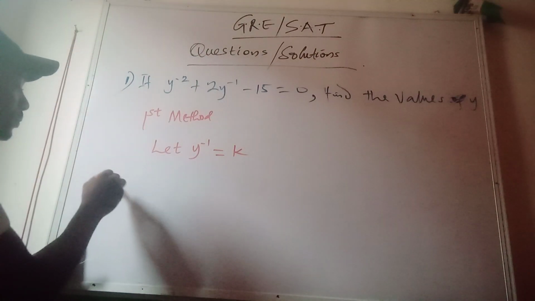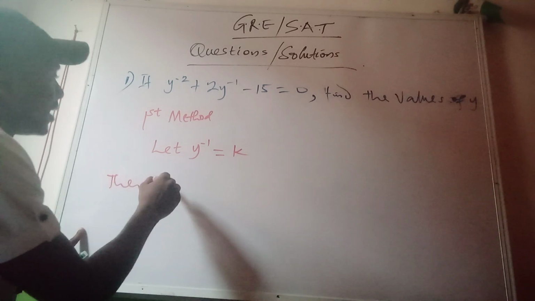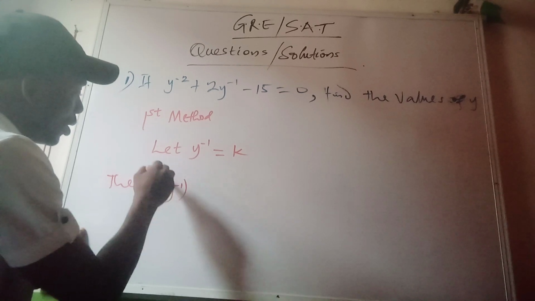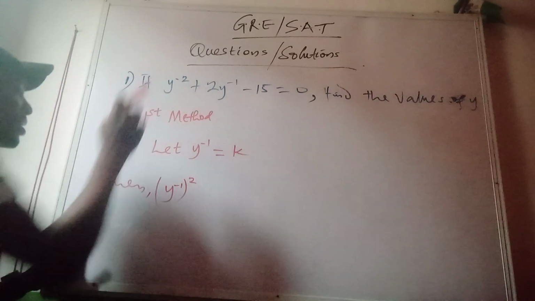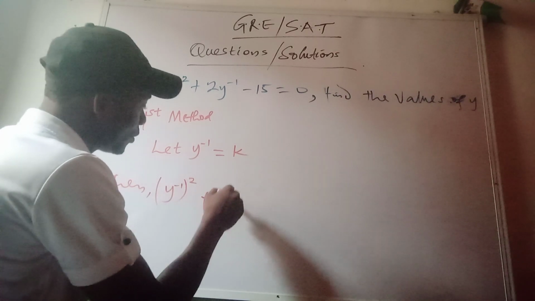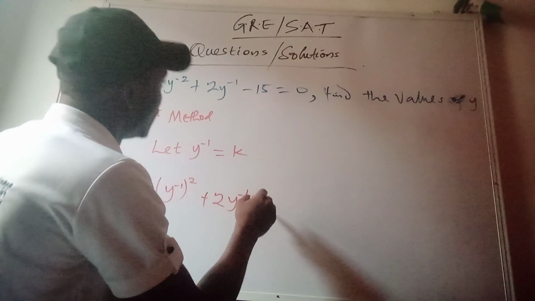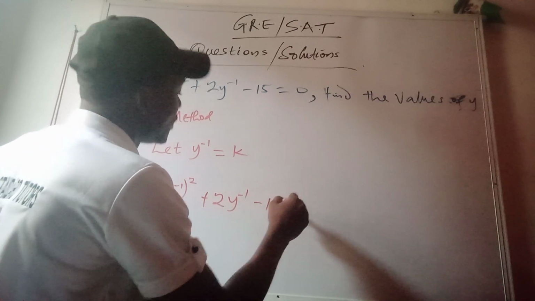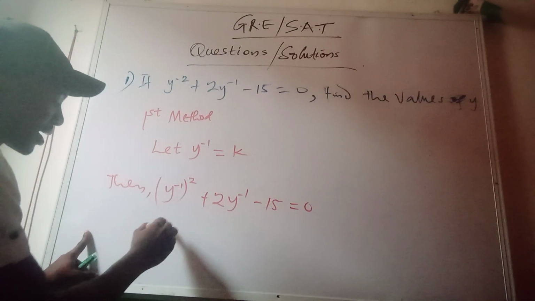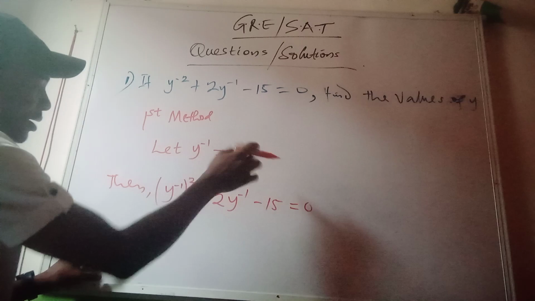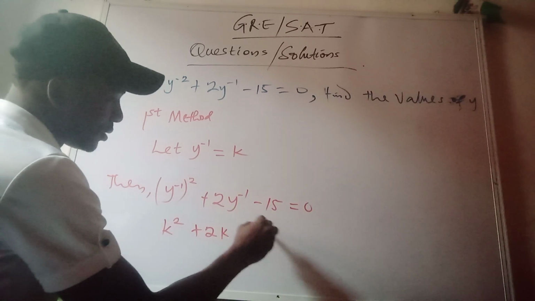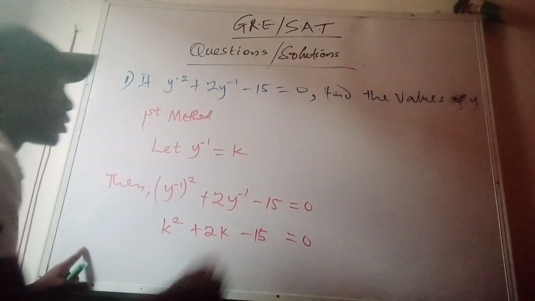Then you can have it like this: y raised to power minus 1, all raised to power 2. That's the way you can rewrite this. The law of indices will give you this, plus 2y raised to power minus 1, minus 15. If you like, you take 15 to the other side, but let's leave it where it is. Now we substitute, because we have already gotten k. We say k squared, plus 2k, minus 15 is equal to 0. So this is what we are saying.